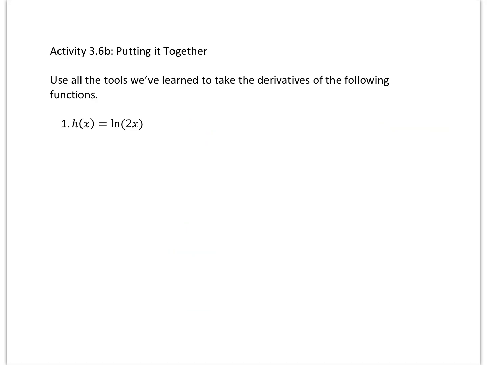You have reached the second activity for lesson 3.6. I would like you to pause the video, work through these problems, come back and watch the video to check your solutions when you are done.